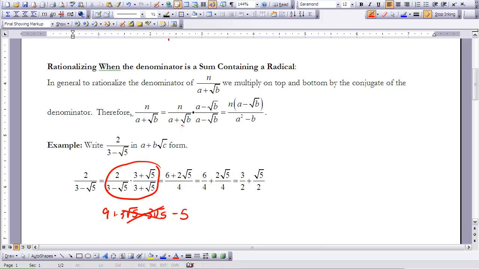So now I can break this up, 6 over 4 as a fraction, and then 2 root 5 over 4. So I can simplify this to 3 over 2, and I can simplify this to 1 over 2. So that leaves me with 3 over 2 plus the square root of 5 over 2.